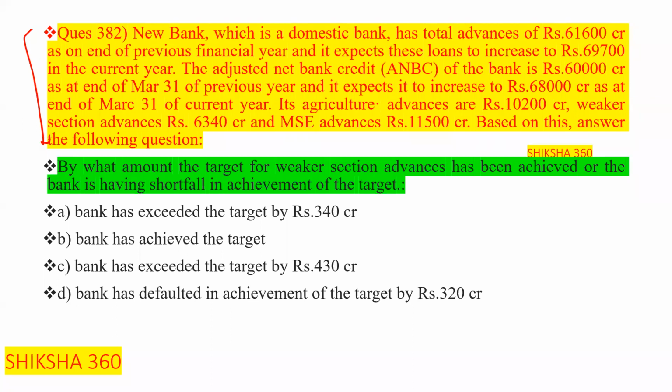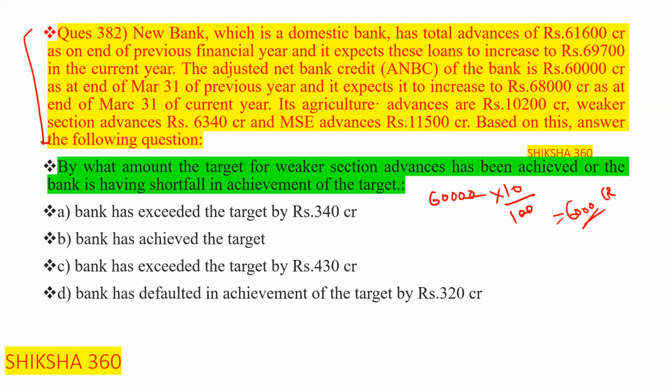By what amount has the target for weaker section advances been achieved, or is the bank having a shortfall in achievement of the target? Clear? So ANBC is 60,000. For the weaker section, it is to be 10% of that. That is how much we will need here? That is 6,000 crore.